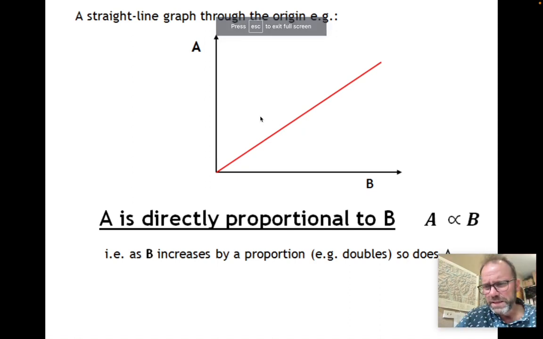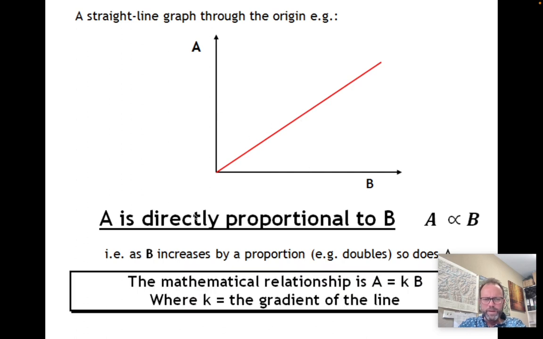So this is a linear graph. Linear basically means A is proportional to B. So if you had B here, you doubled it, the value of A would have doubled as well. Okay, and the relationship there is A equals K times B, K being the gradient or constant. Now the assumption here, by the way, is it goes to the origin, so there's no y-intercept.